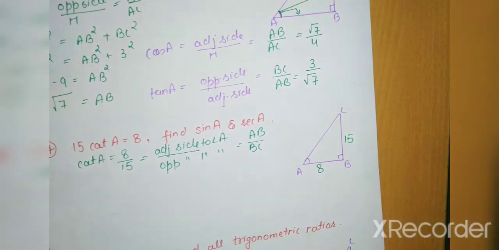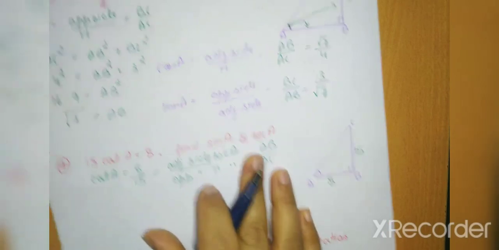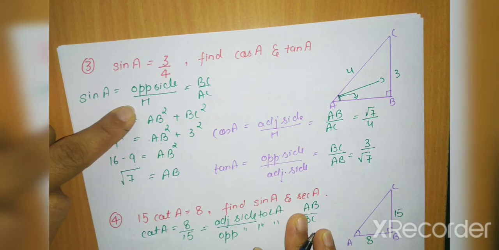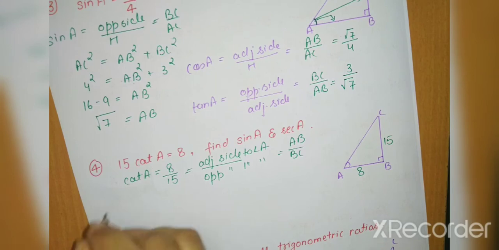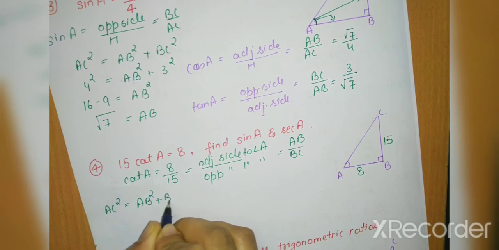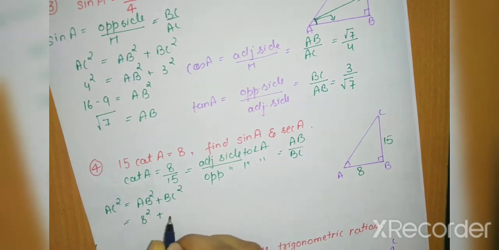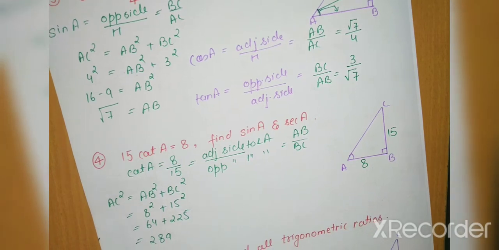Now we need to find out the value of AC. Why? Because I want to find out sin, and I know what sin is: opposite side by hypotenuse. So the hypotenuse I should know. We apply Pythagoras theorem. On this side I will get AC square is equal to AB square plus BC square, 8 square plus 15 square, 64 plus 225. On this side I will get 289. So the value of AC is equal to root 289.